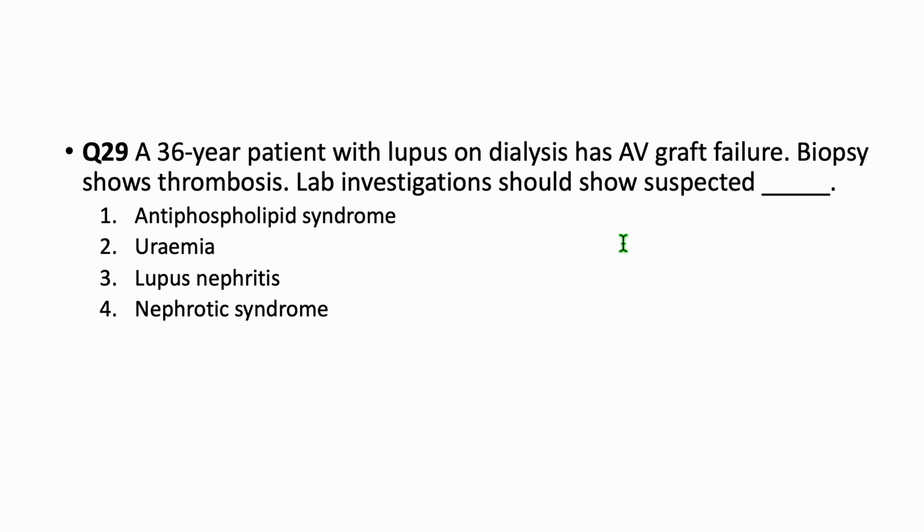Moving ahead, the 29th question, it says a 36-year-old patient with lupus on dialysis has AV graft failure. Biopsy shows thrombosis. What should the lab investigation show, suspected what? Option A is antiphospholipid syndrome. Option second is uremia. Option 3 is lupus nephritis. And option 4 is nephrotic syndrome. So what will the lab investigation show?